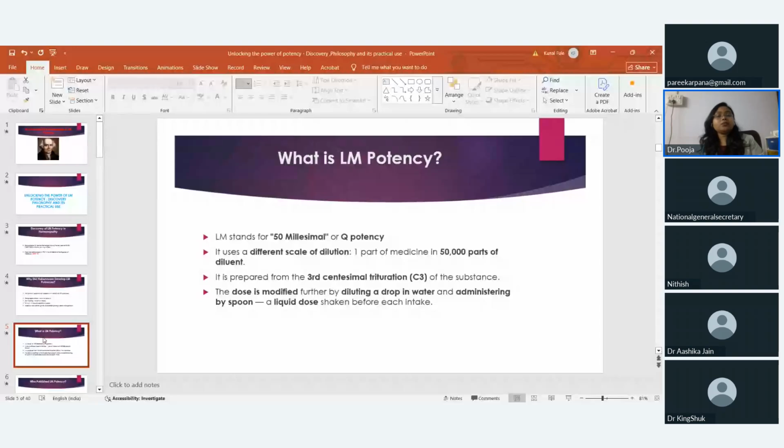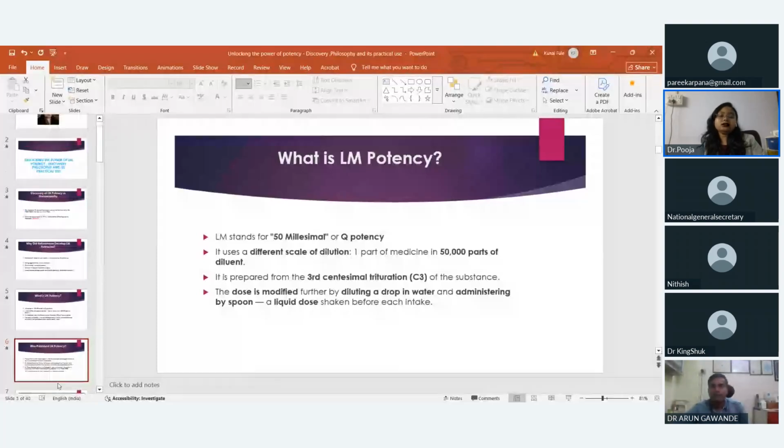Now let's see what LM potency is. LM potency is also called 50 millesimal potency or Q potency. In this potency, we use one part of medicine and 50,000 parts of diluent. And this LM potency is prepared from the 3C potency, that is, the centesimal potency. So this is the LM potency.